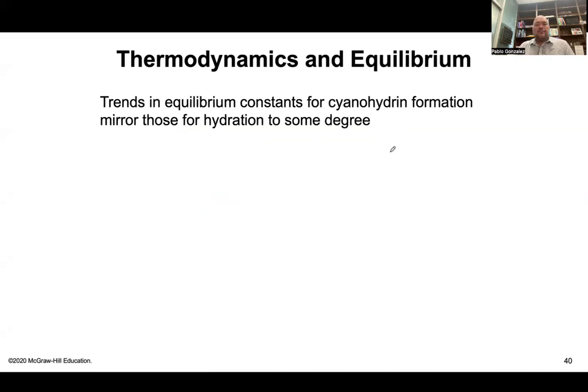Thermodynamics and equilibrium. Trends in equilibrium constant for cyanohydrin formation mirror those for hydration to some degree. So here we have a ketone. The constant for hydration of the ketone is 14. When we compare that to benzaldehyde, look at this constant of hydration, it is higher because this is an aldehyde and this is going to be more reactive than this one. This is stabilized by these two methyl groups. That's going to make this less electrophilic than in here, okay?